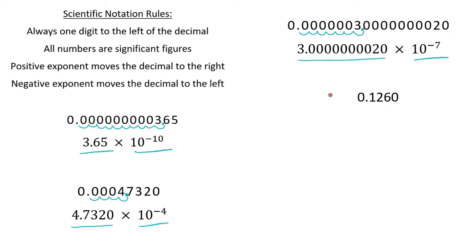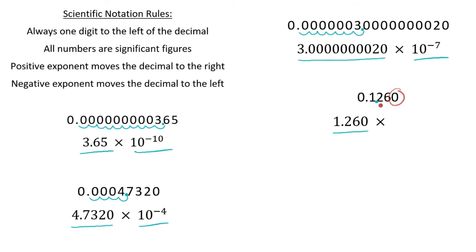Okay, but what if we have a number that looks like this? This kind of number is usually written as a decimal. It's not usually converted into scientific notation. But does that mean we can't convert it into scientific notation? No, of course, we can convert any number into scientific notation. We follow the exact same rules. My decimal point is going to have to move between the 1 and the 2. So the first part of my scientific notation looks like this.